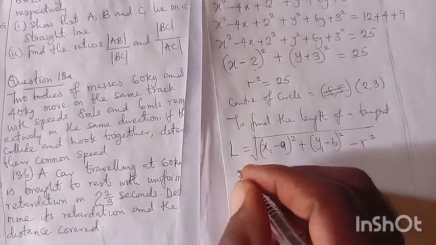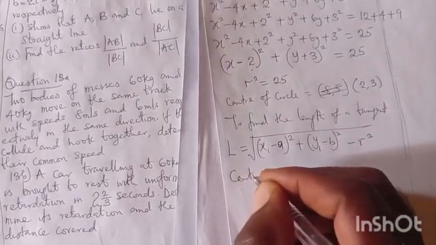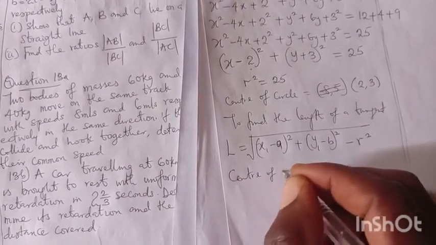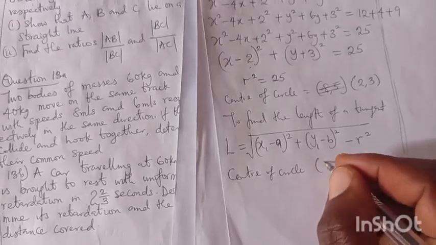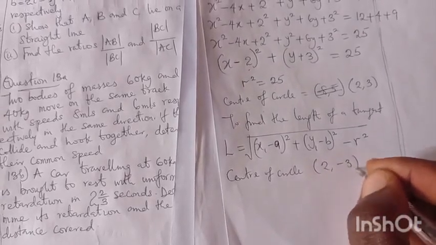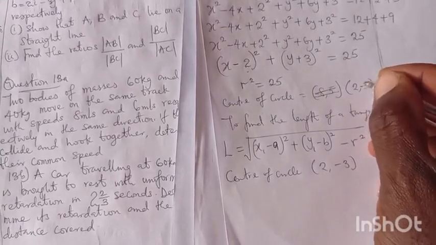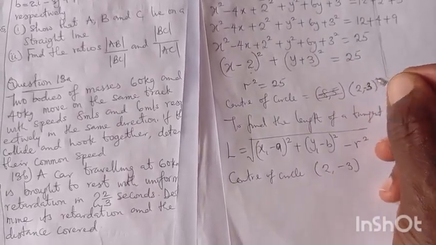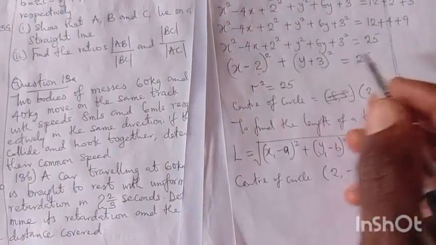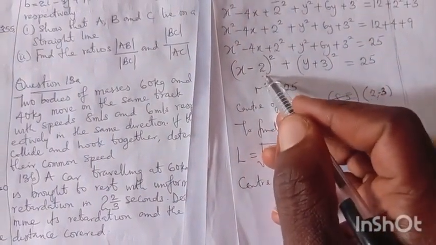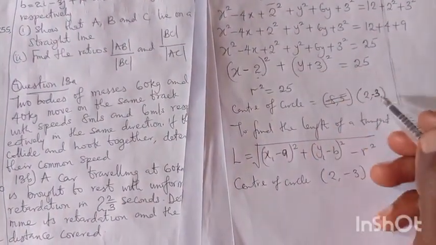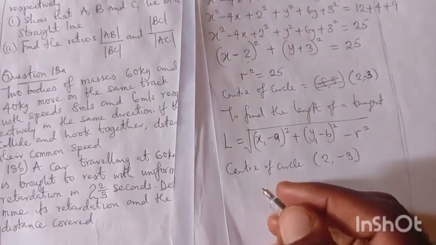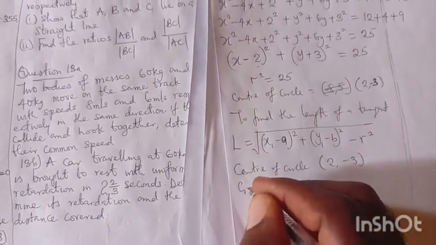So let me write it again. So we have the center of circle as 2, minus 3. That's our center. You may want to ask me why it is 2, minus 3? You know, x minus 2 equals 0, x equals 2. Y plus 3 equals 0, y equals minus 3. That's why. So I'm rushing right now. Sorry for that.